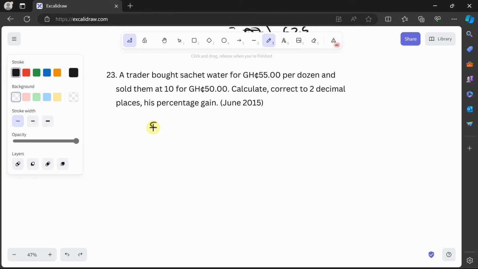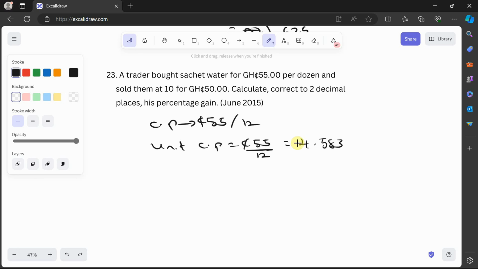So we're told that the cost price was 55 cedis per dozen, and a dozen is 12, so per 12. Let's find the cost price for 1. The unit cost price would be 55 cedis divided by 12. That would be 4.583 cedis.